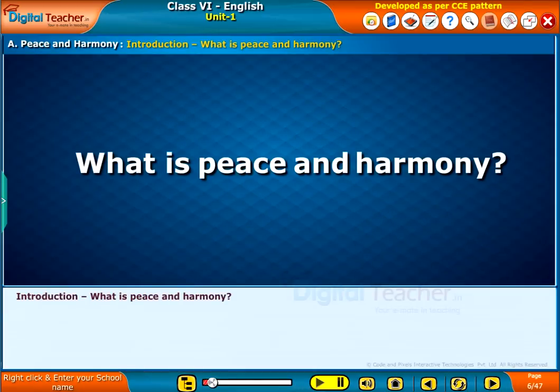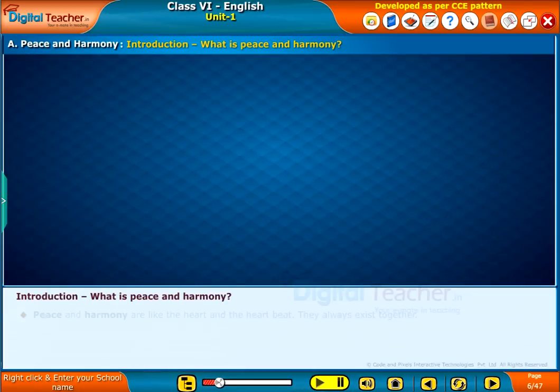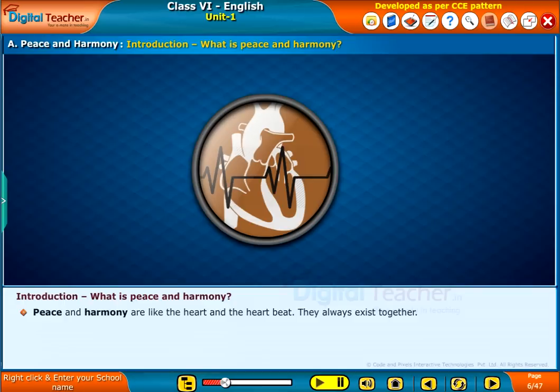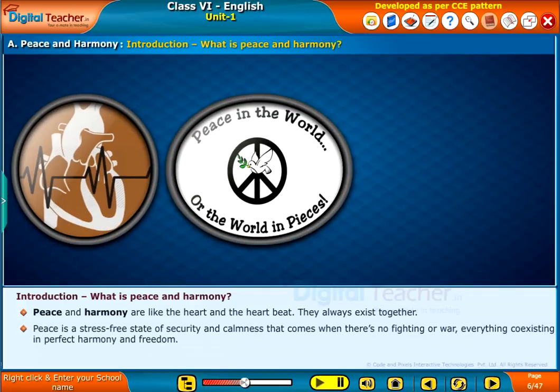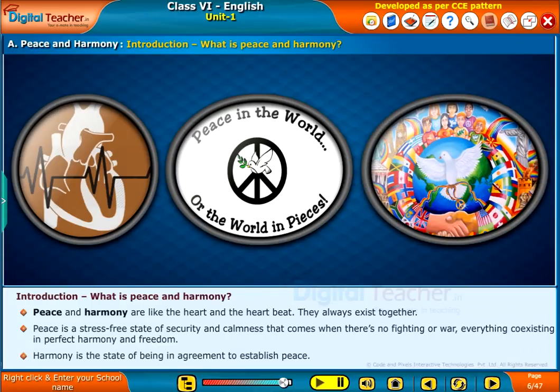Let us now know about peace and harmony. Peace and harmony are like the heart and the heartbeat. They always exist together. Peace is a stress-free state of security and calmness that comes when there is no fighting or war, everything coexisting in perfect harmony and freedom. Harmony is the state of being in agreement to establish peace.